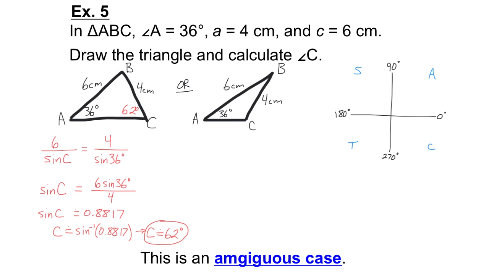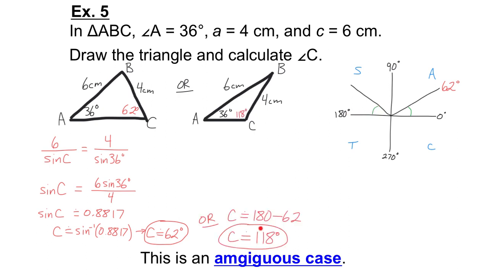Well, where is it positive? In quadrant 1 and quadrant 2. Now, when we put this in our calculator, and our calculator told us that angle C was 62 degrees, that's only telling us the value in quadrant 1. But remember, we could also have an angle in quadrant 2 between 90 and 180. So if there's 62 degrees between the x-axis and the terminal arm, it's the same on the other side. This is going to be 62 degrees less than 180 degrees. So if I subtract 62 from 180, I end up with 118 degrees.